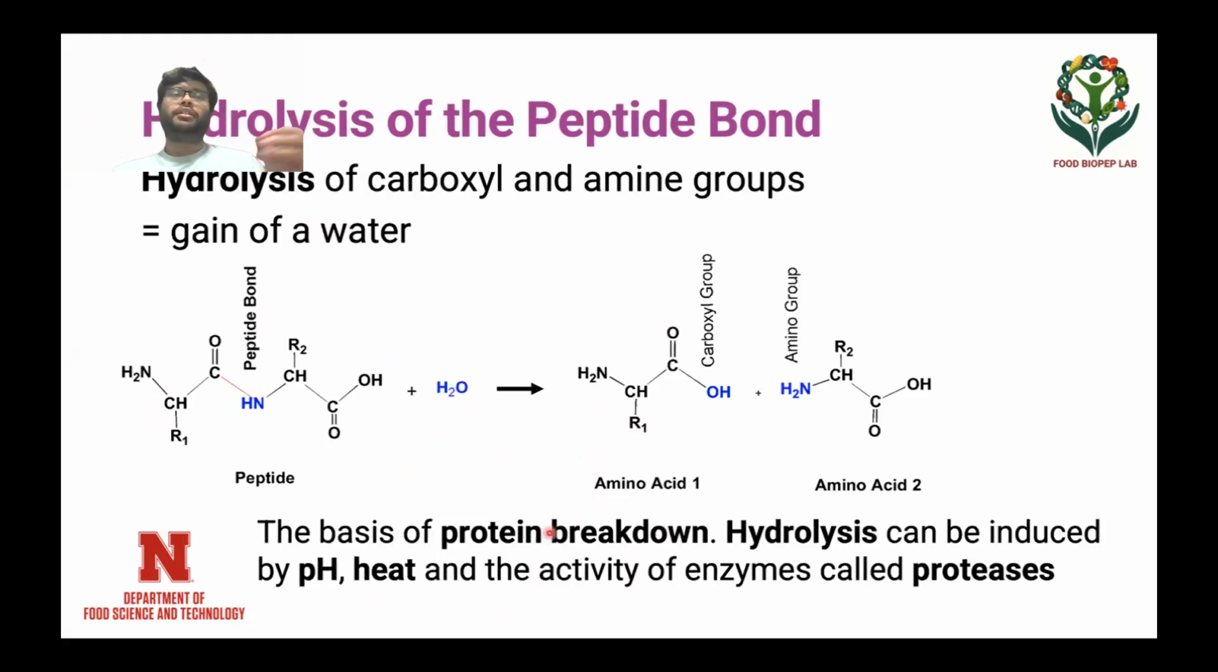Now, we talked about the bond formation. There is also the hydrolysis of the peptide bond, which breaks down the two amino acids here. So this is a peptide bond. Now it breaks down into two different amino acids. So this is a basic protein breakdown.